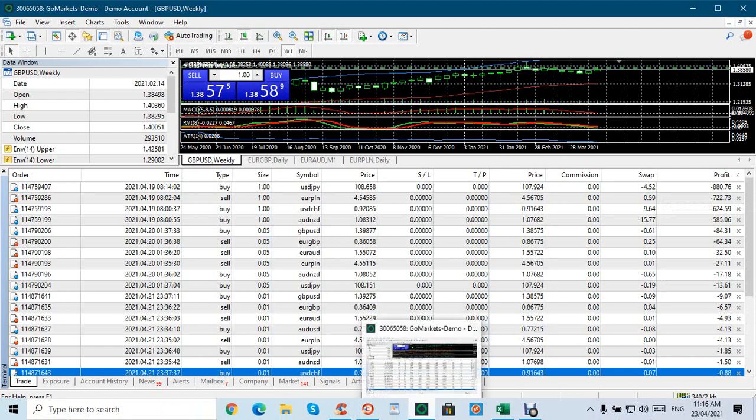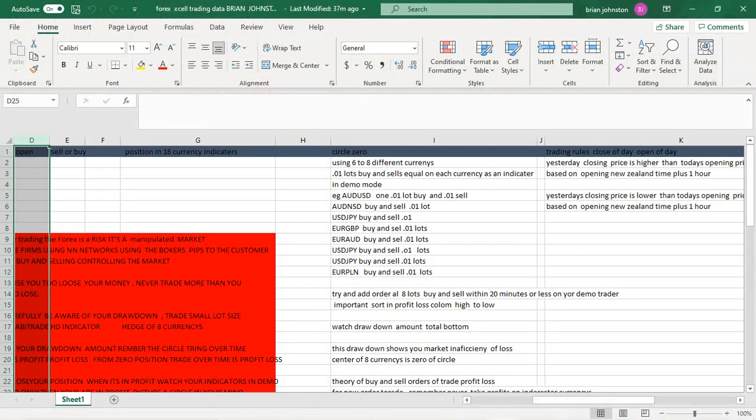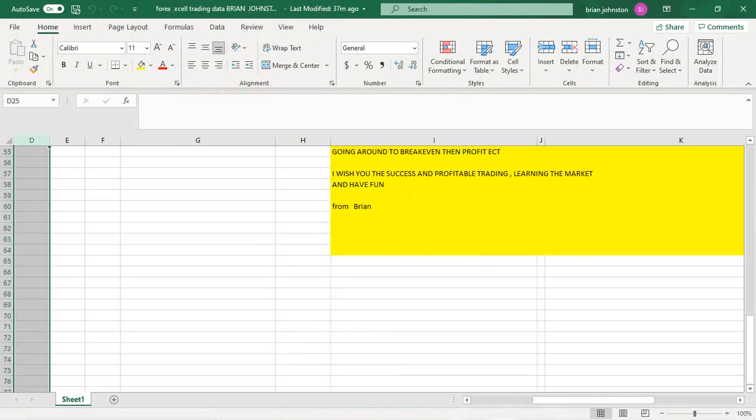All I can say is I did make a spreadsheet for you. Later on we'll talk about the spreadsheet. It puts all the rules, how to base off and close, and always it tells you.